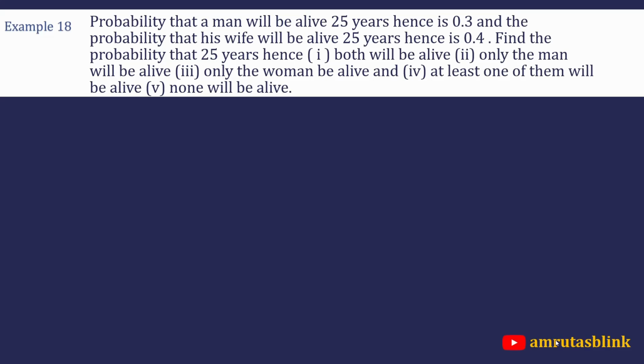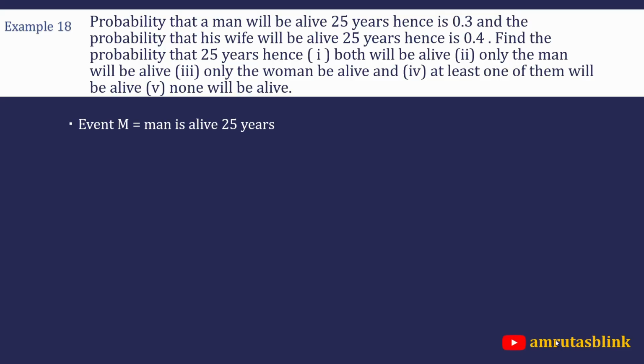Find the probability that 25 years hence both will be alive, only the man will be alive, only the woman will be alive, at least one of them will be alive, and none of them will be alive. So what is the event given here? Probability that a man will be alive.